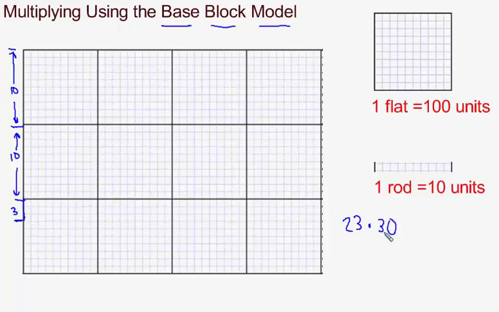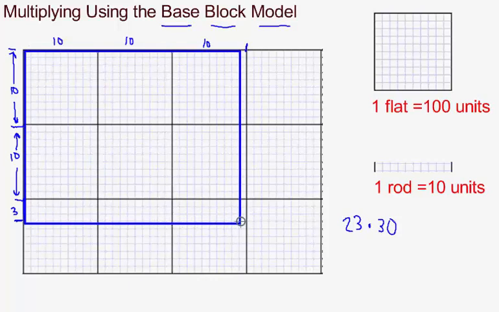The other side being 30 units wide. Again, each of these squares is 1 unit wide. A whole square would be 10 units wide, so this much would be 10. Another 10 would put me to here, and then another 10 over here would put me at 30. So when I draw my box, it'll be 23 units tall and 30 units wide.